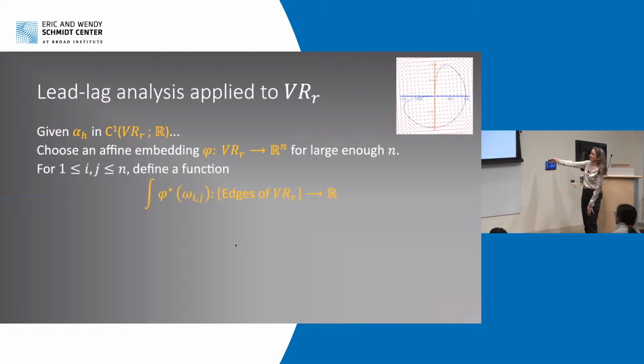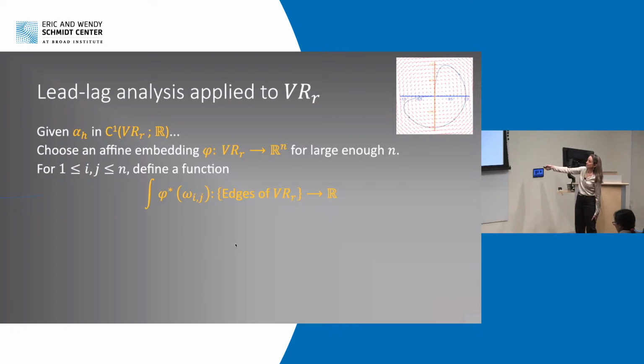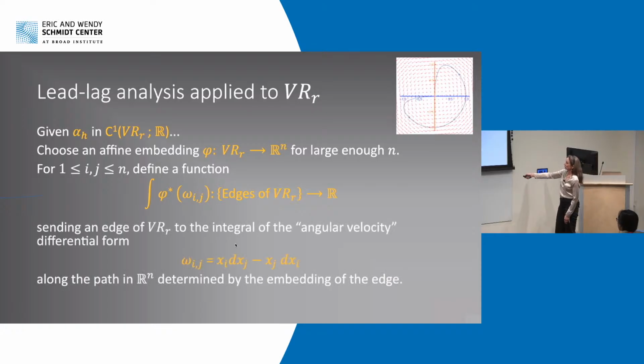And then we're going to define a function for every pair of numbers i and j less than or equal to n from the edges of our VR to the real numbers. That's defined as follows. It's basically an integral. So it's going to send an edge of this complex VR to the integral of this particular one-form we were looking at before, this angular velocity type one-form that you see again up here, along the path in Rn determined by the embedding of the edge.